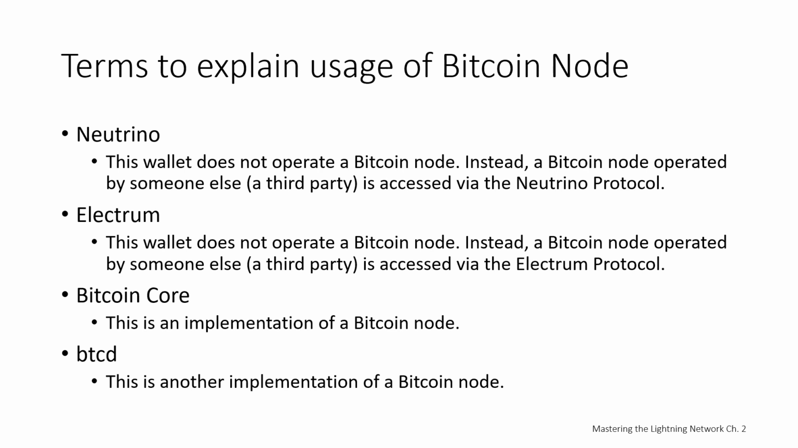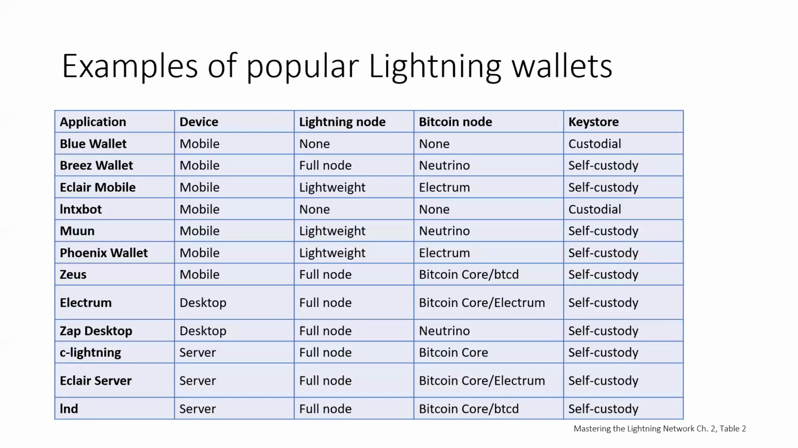Some other terms that could use explanation include Neutrino. This is a wallet that does not operate a Bitcoin node. Instead, a Bitcoin node operated by someone else is accessed through the Neutrino protocol. Electrum, that's a wallet that doesn't operate a Bitcoin node. Instead, a Bitcoin node operated by someone else is accessed through the Electrum protocol. Bitcoin Core, that's your basic implementation of a Bitcoin node. BTCD is another implementation of a Bitcoin node.